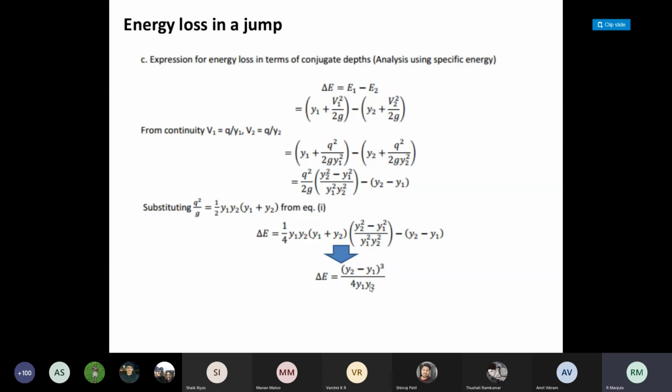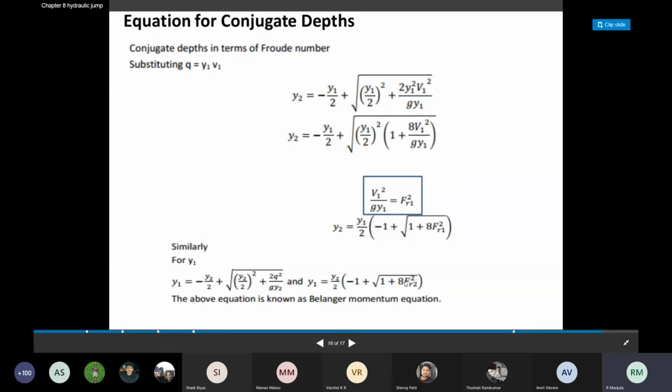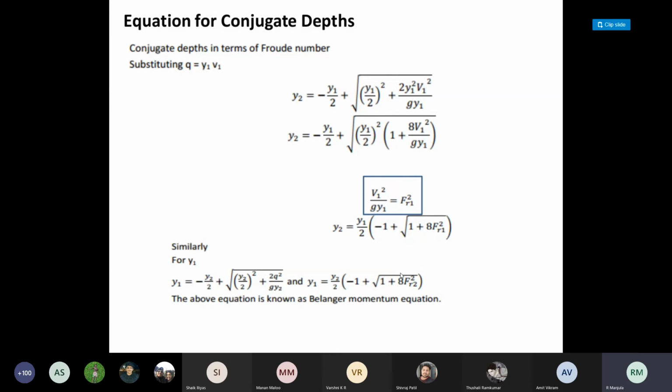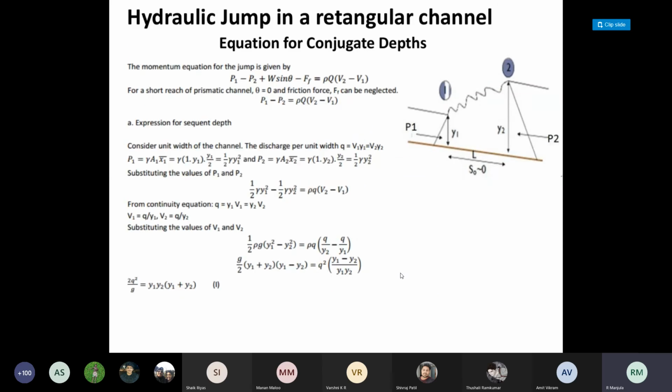Now what are the equations we have seen? We have seen the equation for conjugate depth, the equation for conjugate depth in terms of Froude number, and the equation for energy loss due to hydraulic jump. Other than that, you have seen rectangular and non-rectangular channels, their critical depths, and how to estimate the critical flow conditions for rectangular and non-rectangular channels. So these are the things we discussed today.